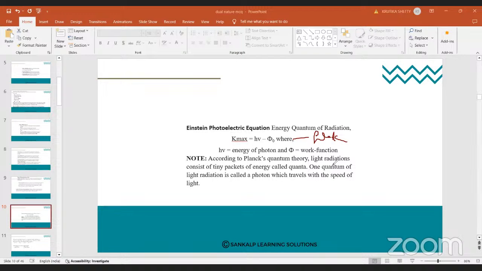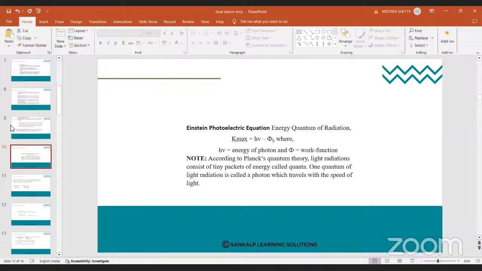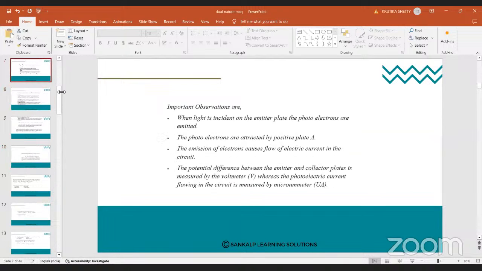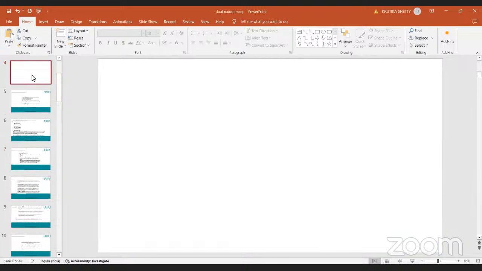So according to Planck's quantum theory, light radiations consist of tiny packets of energy that are called as what? Quanta. So one quantum of light radiation is called a photon, which travels with the speed of light. Now students, you need to remember the next point, that is Einstein's relation, which is very, very important. A 3 marks question they will ask, sometimes 2 marks also. So what is Einstein's explanation for the photoelectric effect experiment?